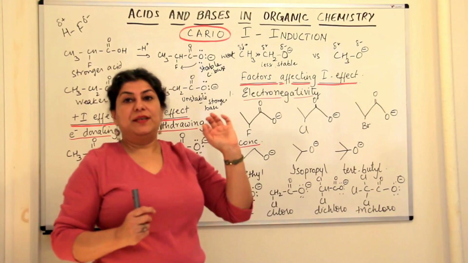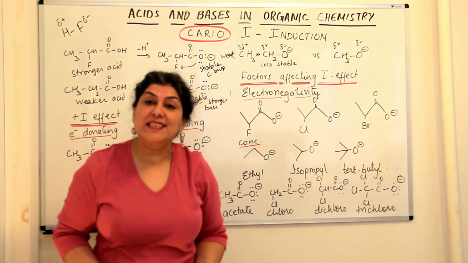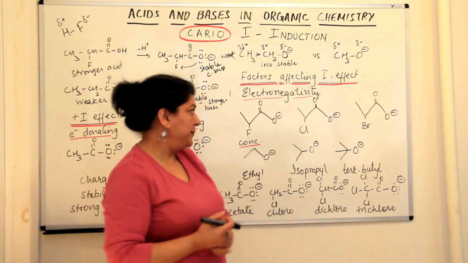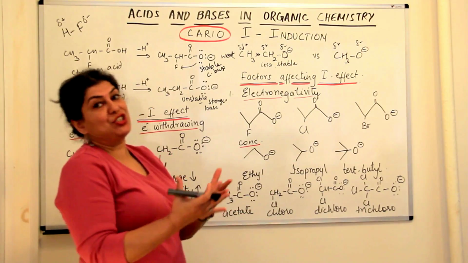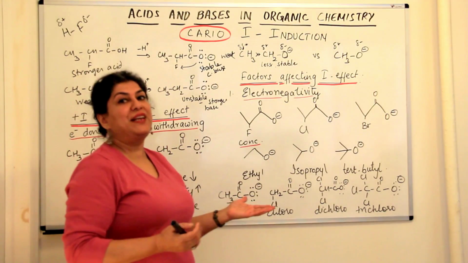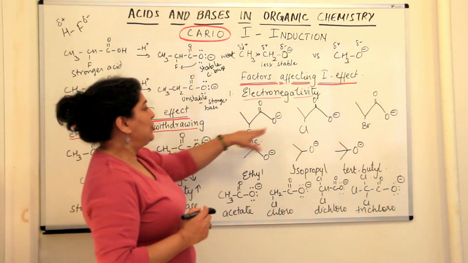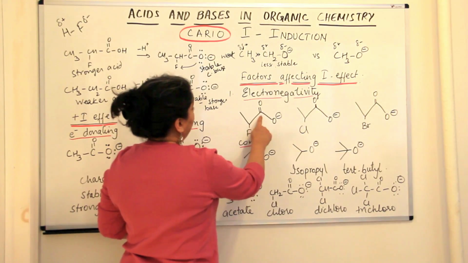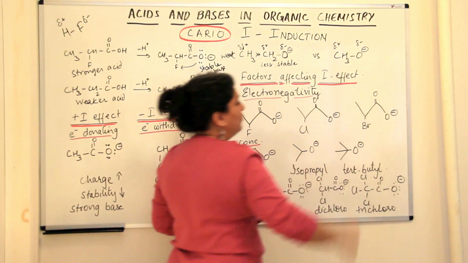The first factor that affects inductive effect is electronegativity. The effect itself has arisen due to the electronegativity difference of atoms which are bound together. So if the electronegativity difference is greater, which means the more electronegative an atom is, the stronger would be its minus I effect. So if you take these three molecules, the conjugate bases now, this is 1, 2, 3. This is propanoic acid, fluoropropanoic acid, chloropropanoic acid, and bromopropanoic acid.